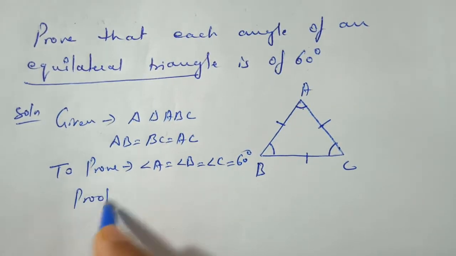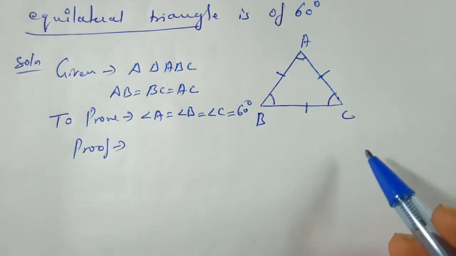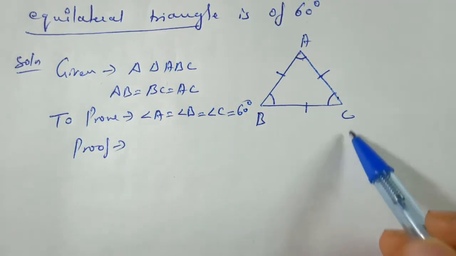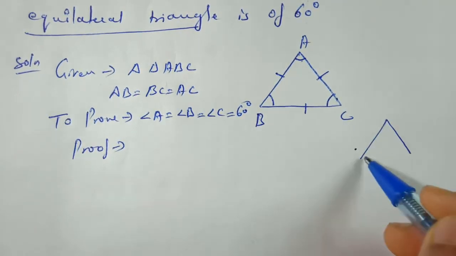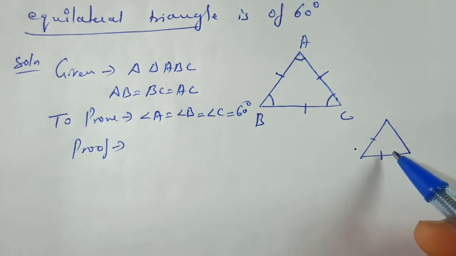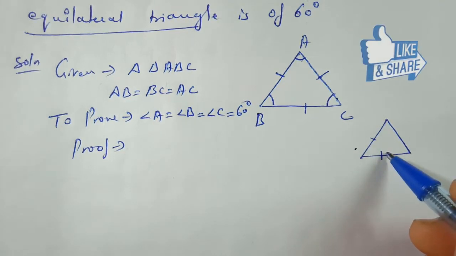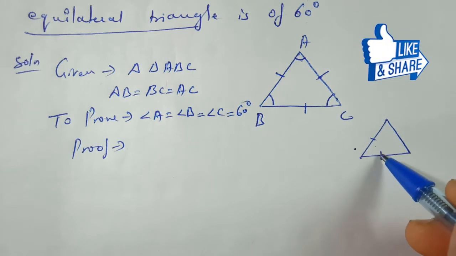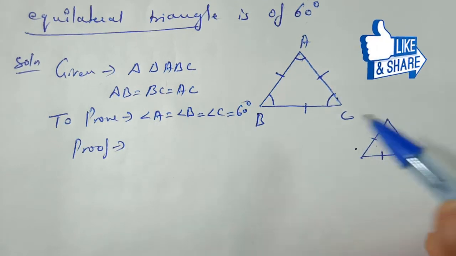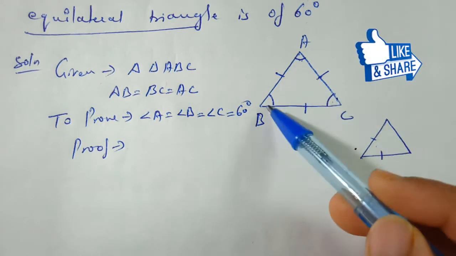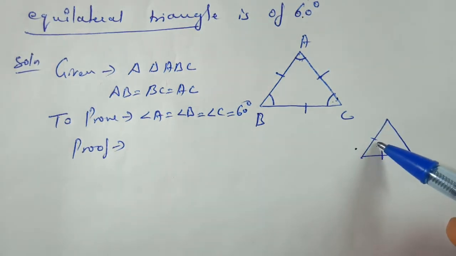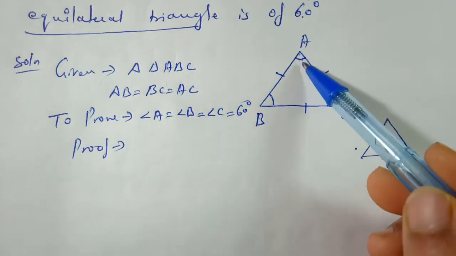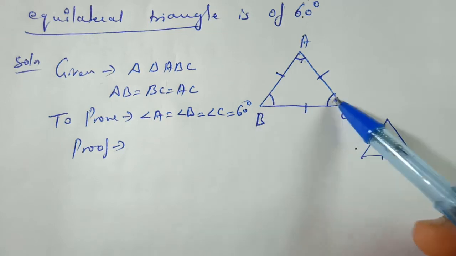Proof. Let us start the proof. Now we have to use two properties related to triangles. Number one, we know that if in any triangle any two sides are equal, then the angles opposite to them are also equal. This theorem we are going to use. Plus we'll also use the concept that the sum of the three angles of a triangle is 180 degrees. By using that concept we'll get 60 degrees. So first of all we have to use the theorem that angles opposite to equal sides are equal, because we have to first prove these three angles are equal.